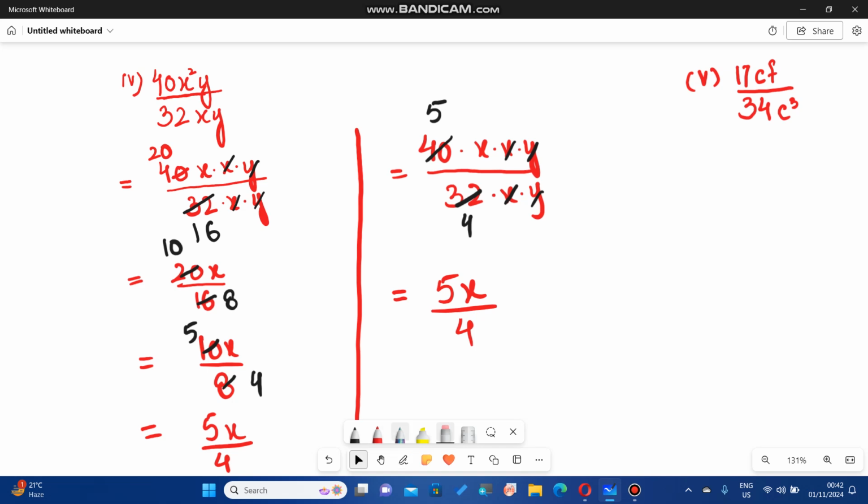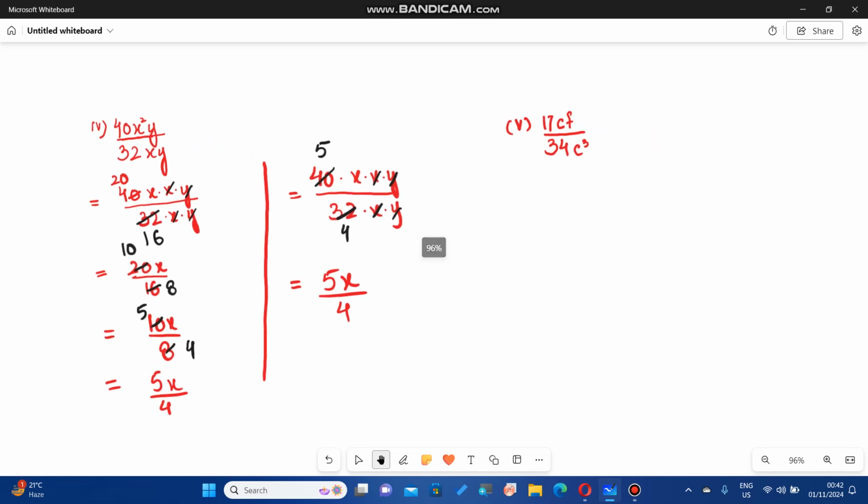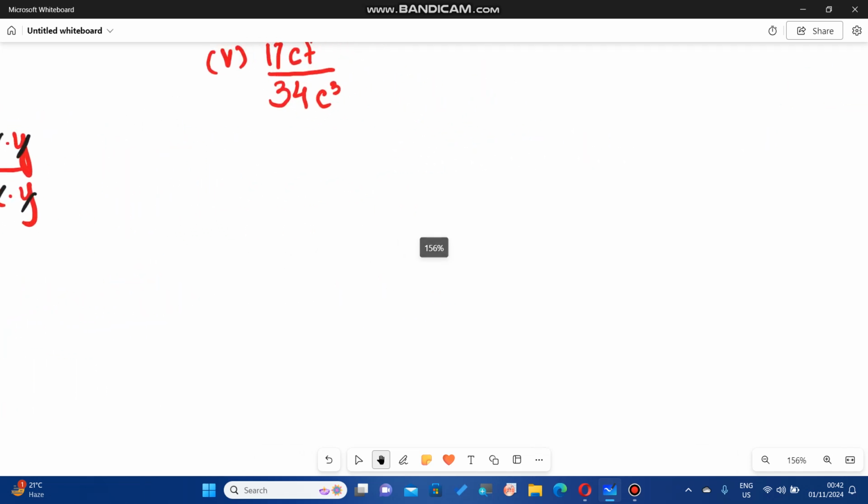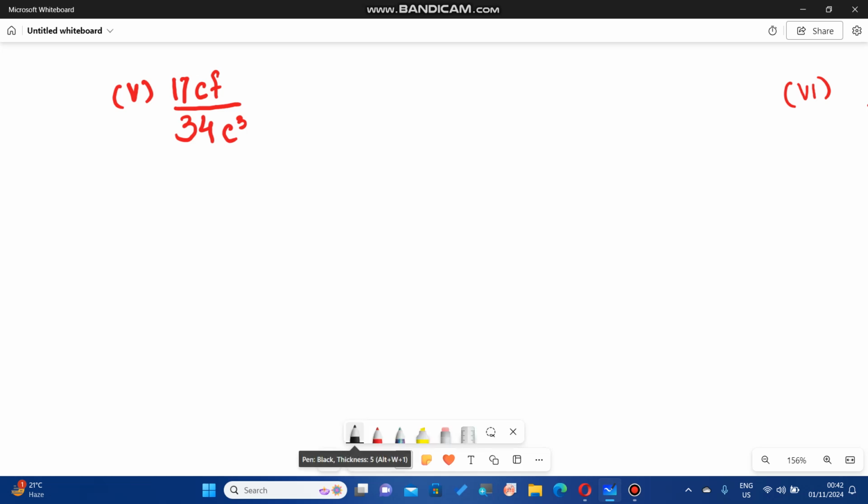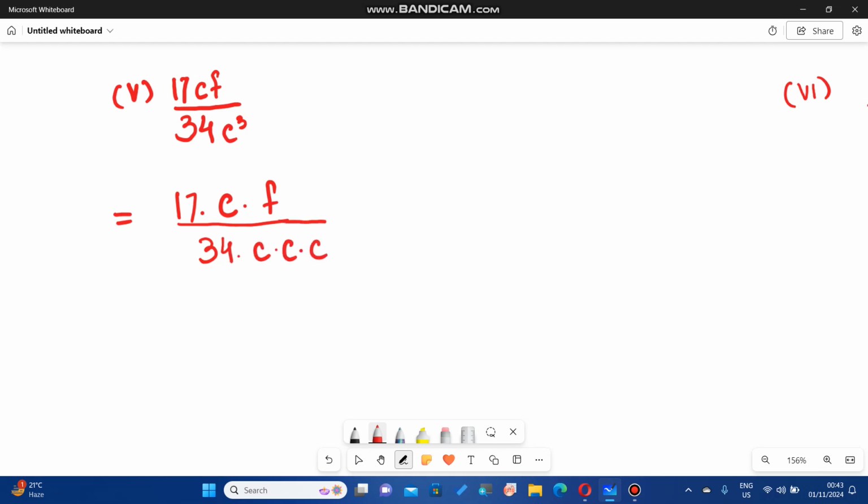Now we have the next question. We have 17cf divided by 34c cube. We're going to write 17 times c times f divided by 34 times c times c times c. First, looking out for variables, we have c in the numerator and denominator both. Then we have 17 times 1 equals 17 and 17 times 2 equals 34. We are left with f in the numerator and 2 times c times c. What is c times c? c squared.